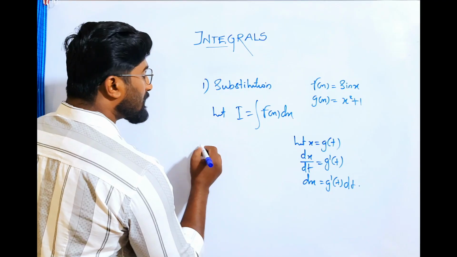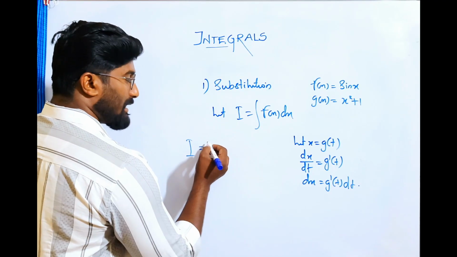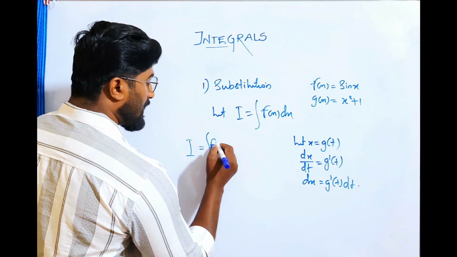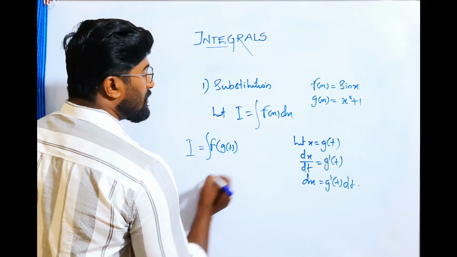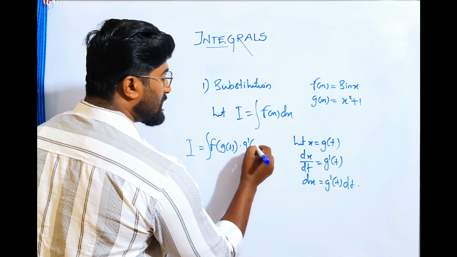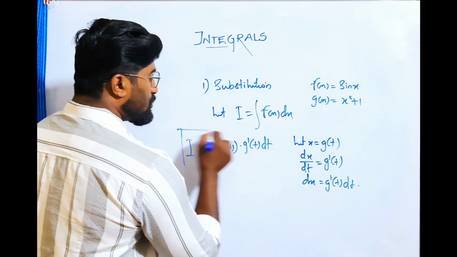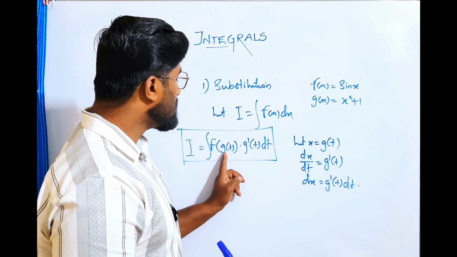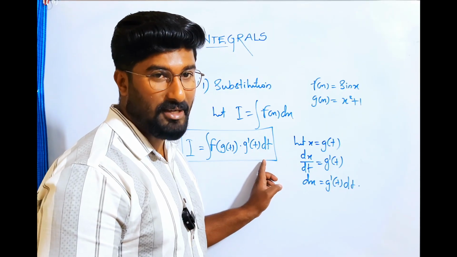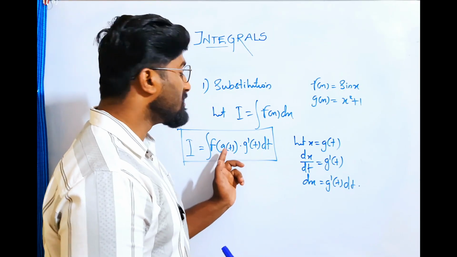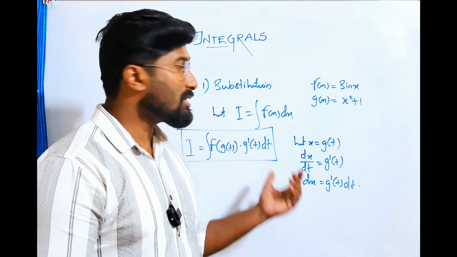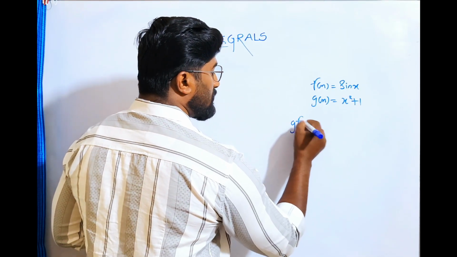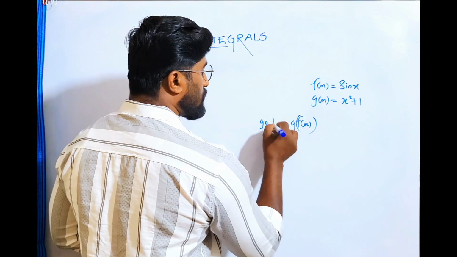Now how can we rewrite integral I? That can be written as the integral of f of x, where x is g of t, into the value of dx, which is g dash of t dt. So what you understood from this is, if you have a function g of t, and g dash of t is its derivative, if the given integrand has a function and its derivative, you can use the substitution method. Clear?